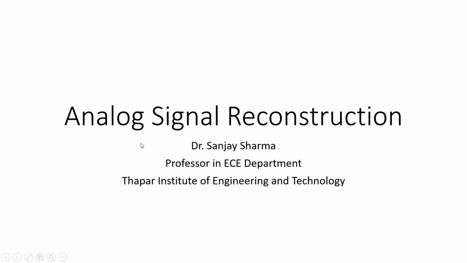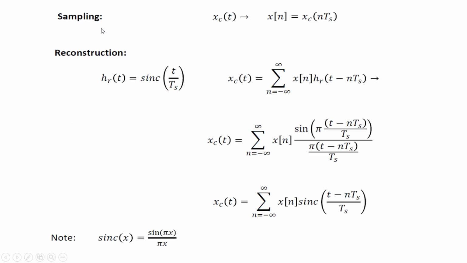Everyone, in this lecture, we will study analog signal reconstruction and we will do the MATLAB coding also. Just to revise the process of sampling, a continuous time signal is given, and how to get the discrete signal out of this continuous signal is just by replacing this small t with n capital T sub s.